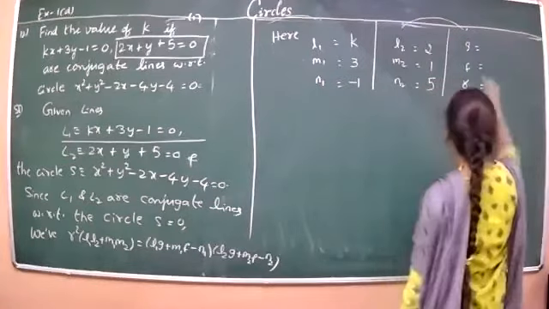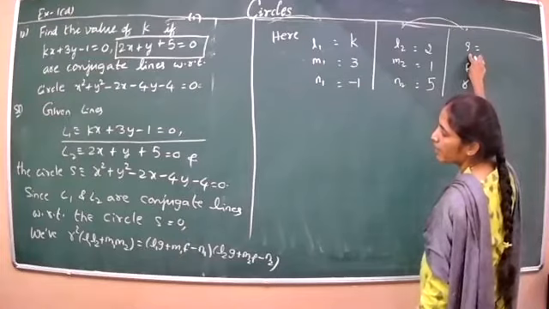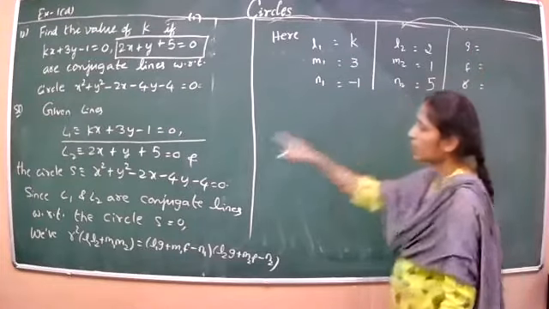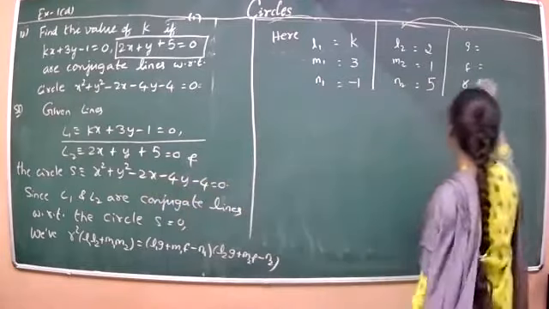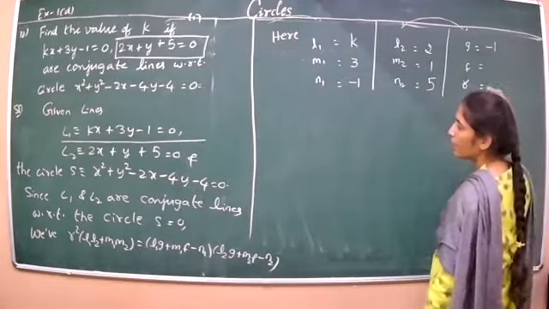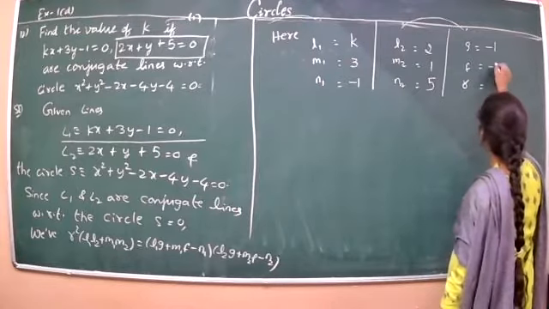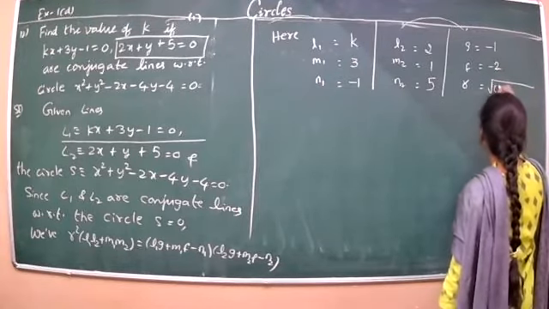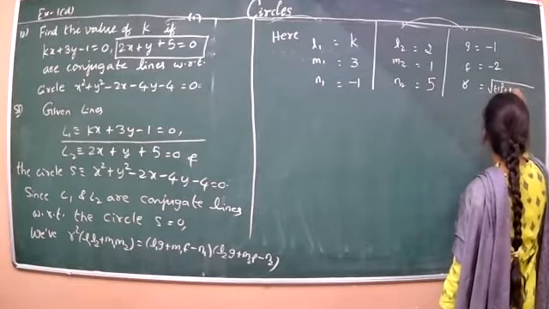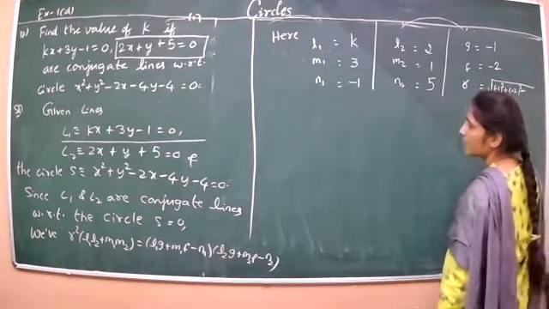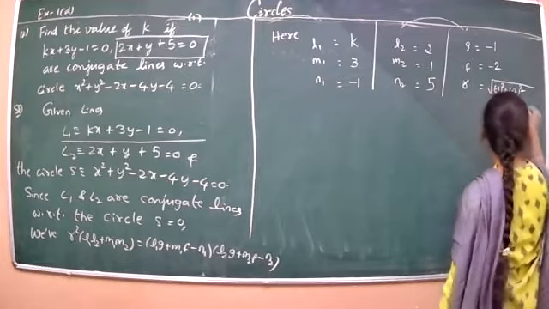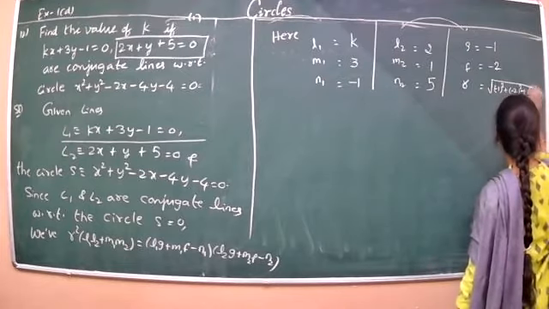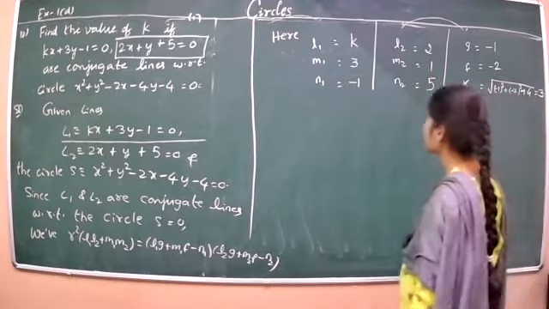And from the circle, 2G is equal to minus 2, from which G is equal to minus 1. 2F equal to minus 4, so F is equal to minus 2. And radius is root of G square plus F square minus C. What is minus C value? Minus of minus 4 is plus 4. 4 plus 4 is 8, plus 1, 9. Root 9 is 3. So radius is 3.